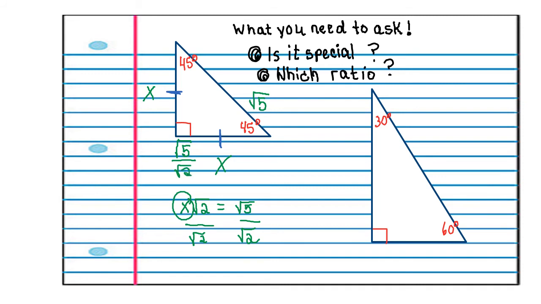Just going backwards, divide. Well, unfortunately, the square root of 5 over the square root of 2 has that little illegal guy down below. And so we're going to have to rationalize it and multiply it by the square root of 2. So we end up with the square root of 10 over 2 for our sides.